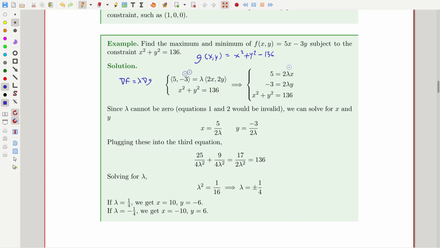Then this vector equation is actually 2 equations. So now we have a system of 3 equations and 3 unknowns. x, y, and lambda are our unknowns. Okay, so now we try to solve this system. So let's see, how did I do that? First I noticed that lambda cannot be 0. That's because if lambda was equal to 0, then these 2 equations would be impossible. Yeah, 5 equals 0 is definitely incorrect. So lambda cannot be 0.